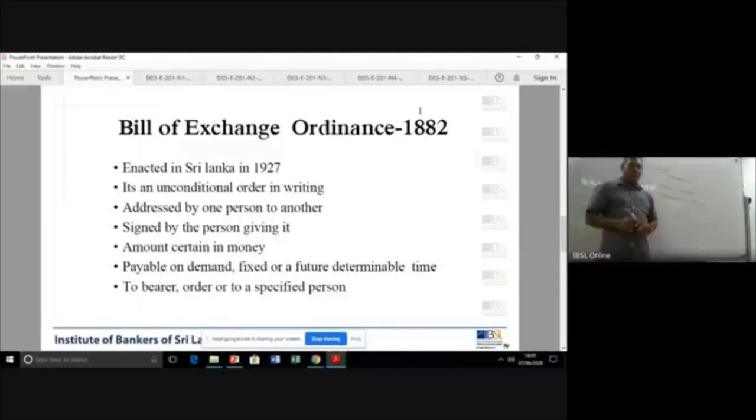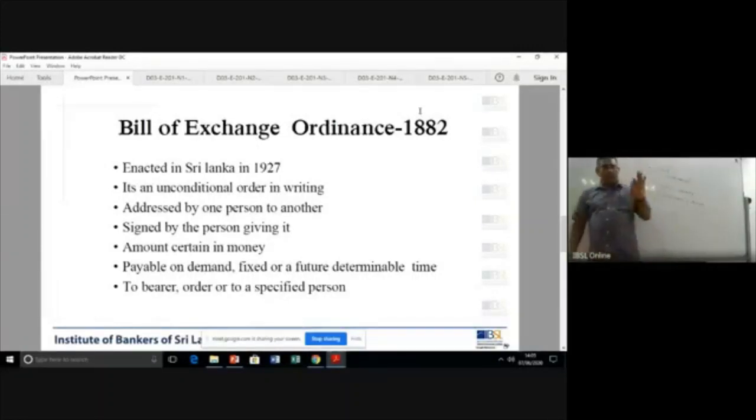Right? So about certain in money, you can't say about 1,000 rupees. You cannot say approximately 1,000 rupees, or use abbreviations or other prefixes. In mathematics you can say on or about some amount or an approximate amount. But when you're drawing a bill of exchange or a check, you cannot say those words. Those are ambiguous terms. It has to be certain. So, amount certain in money.